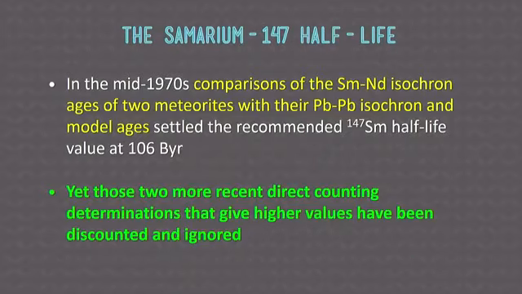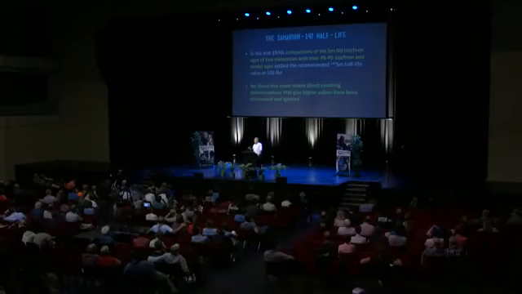By the mid-70s, comparison of samarium-neodymium ages of two meteorites with their lead isochron and model ages had already settled that the samarium half-life was 106 billion years, yet those two more recent direct counting determinations have given higher values, and they've been discounted and ignored. These are actual experiments that have been meticulously done.